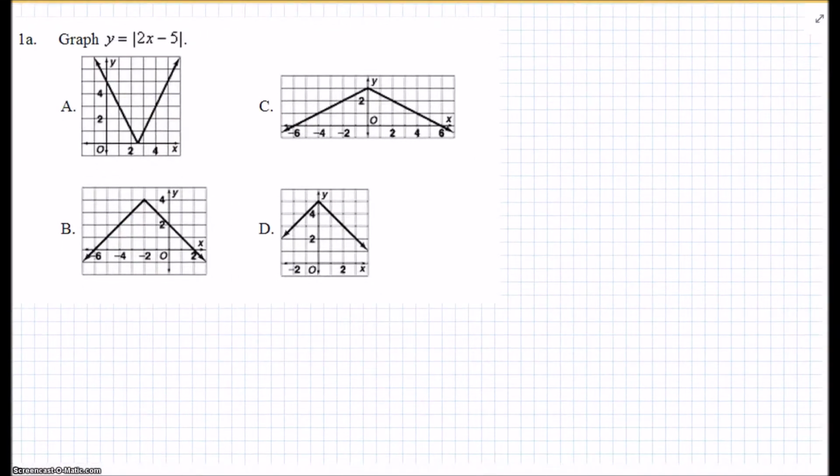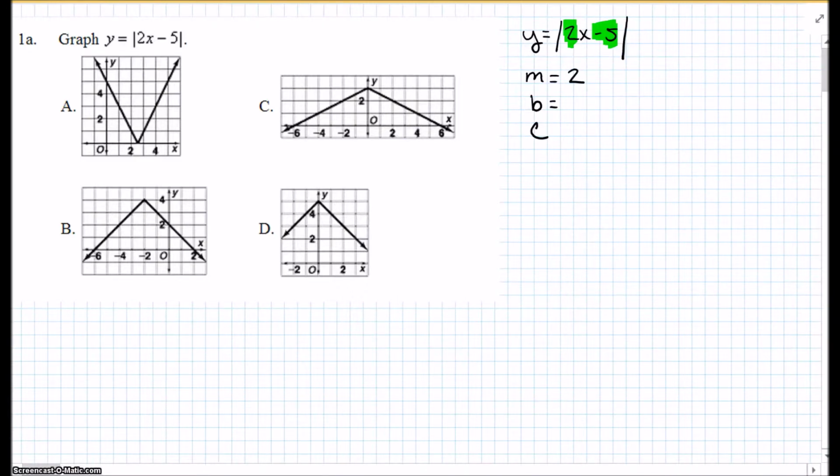Okay. So graph the absolute value of 2x minus 5. So y equals the absolute value of 2x minus 5. That's given. So let's just list some things. What's our m value? What's our b value? And our c value? Our m value is our slope, so that's 2. Our b value is our y-intercept of a normal line, so that's negative 5. And our c value is 0. So our m is 2, our b is negative 5, and our c is 0.